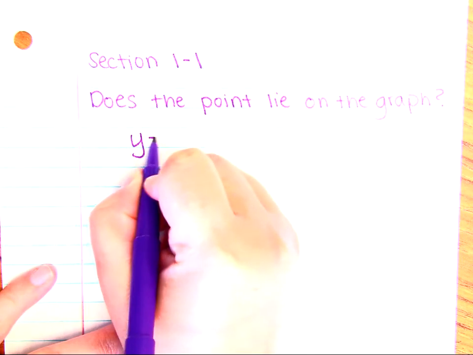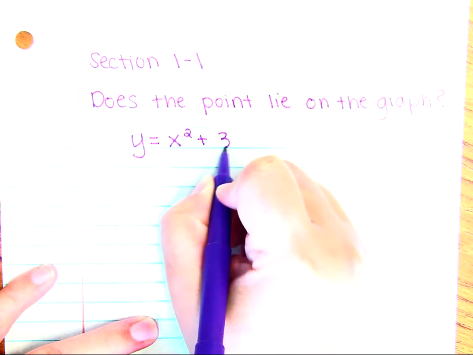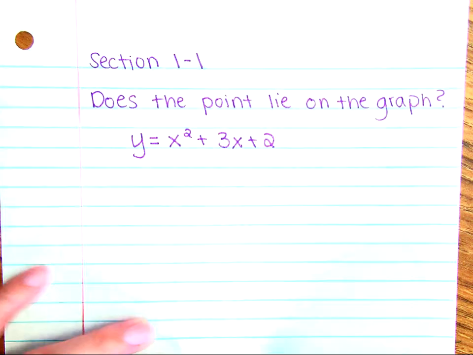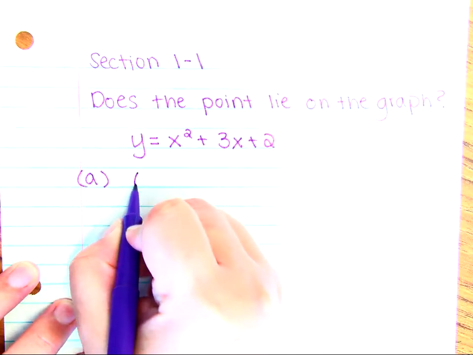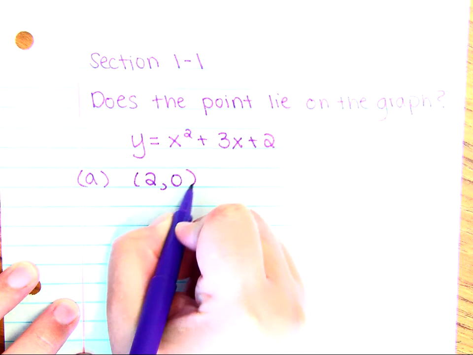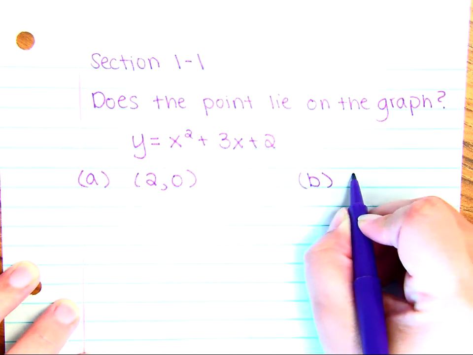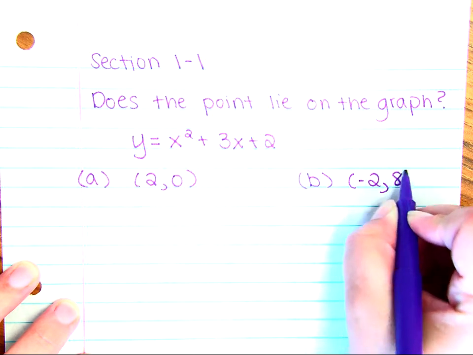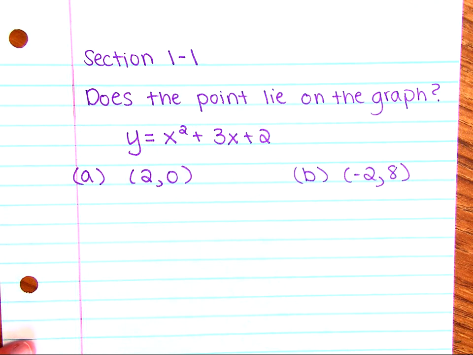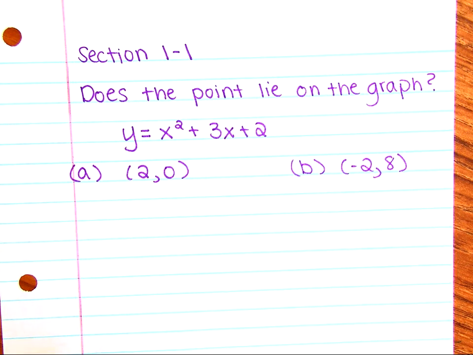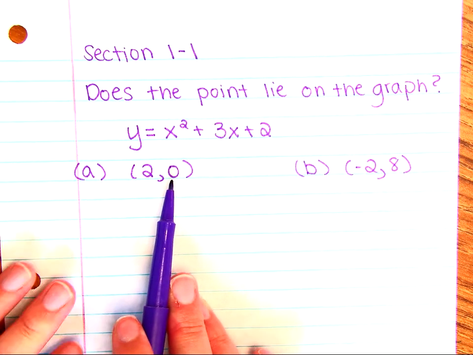So y equals x squared plus 3x plus 2 is going to be our example. We're going to check 2 points. We're going to check the point (2, 0), and we're going to check the point (-2, 8). So ordered pairs, it's an xy pair, so we need to think about the fact that in (2, 0), 2 would be my x value, 0 would be my y value.